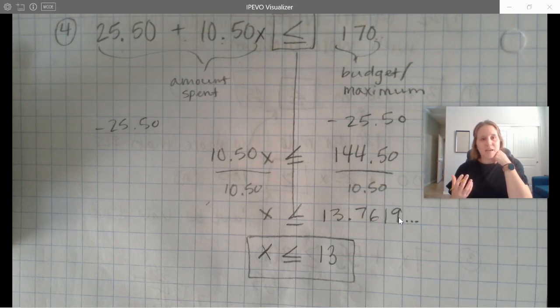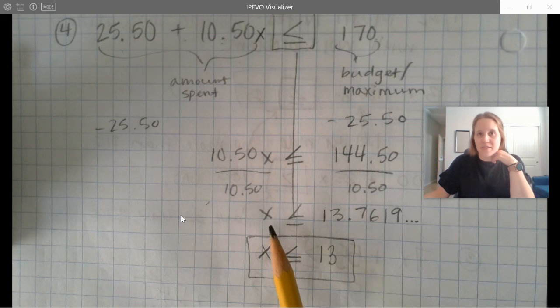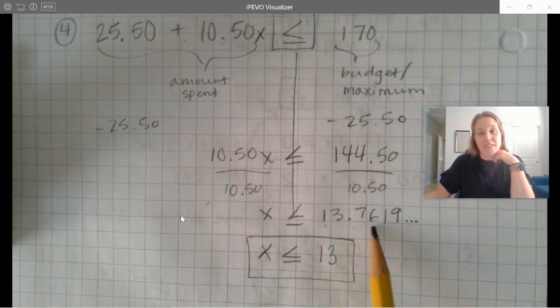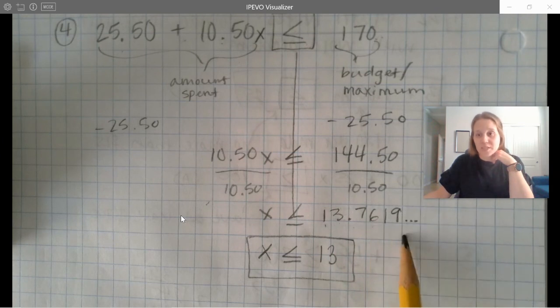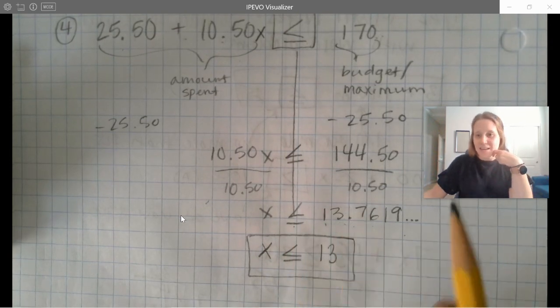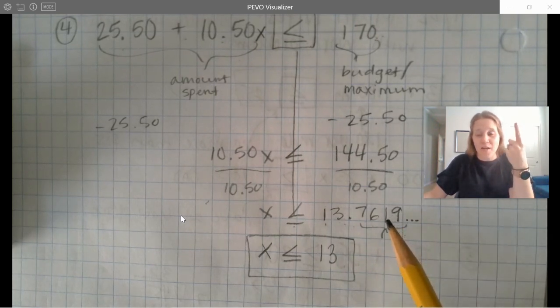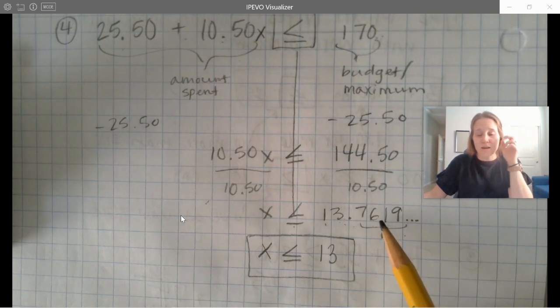And I actually have to think about the story or the context of the problem. This x represents the number of help sessions. So this says that whoever that guy was could pay for 13.7619 help sessions or anything less than that, because x is less than or equal to this number. And I know that I can't actually order 0.7619 of a help session. That doesn't make sense.